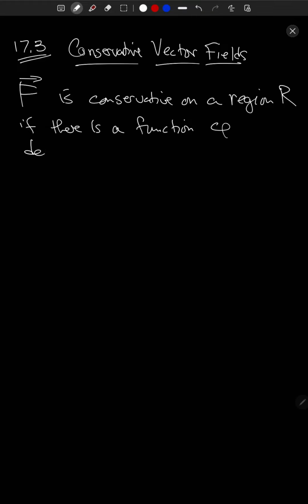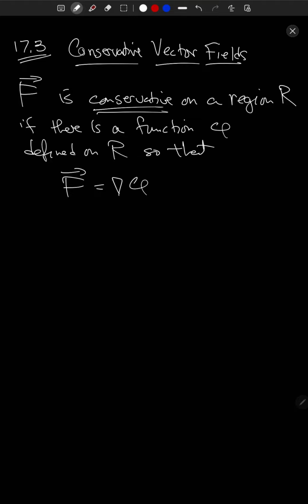Defined on R, so that F is equal to gradient phi. All right. So you're conservative if you have a potential function, right? If you are the gradient field of a function.